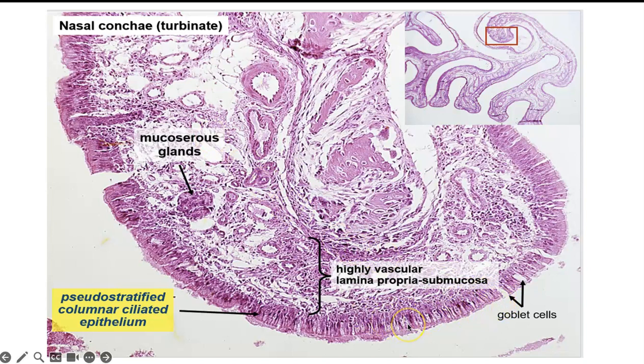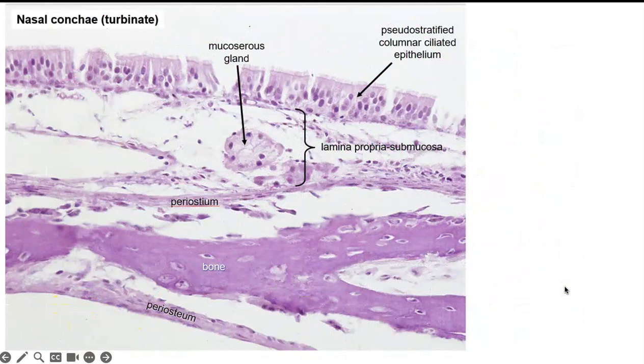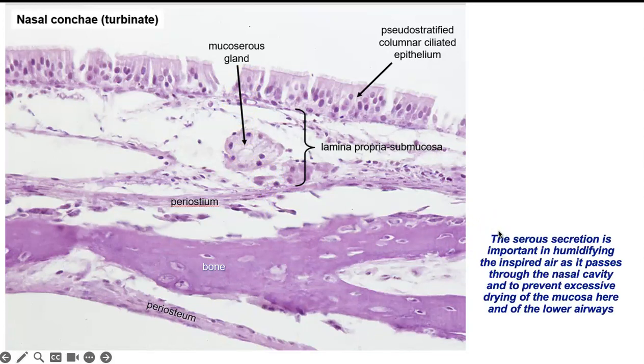Then we have pseudostratified ciliated epithelium here, pseudostratified columnar ciliated epithelium that has goblet cells, and you can see also lamina propria and submucosa, which could also contain mucoserous glands. Again, in the nasal concha turbinate, you can see the pseudostratified columnar ciliated epithelium. We have goblet cells here, and also we have the mucoserous gland, a typical structure of the conducting portion.